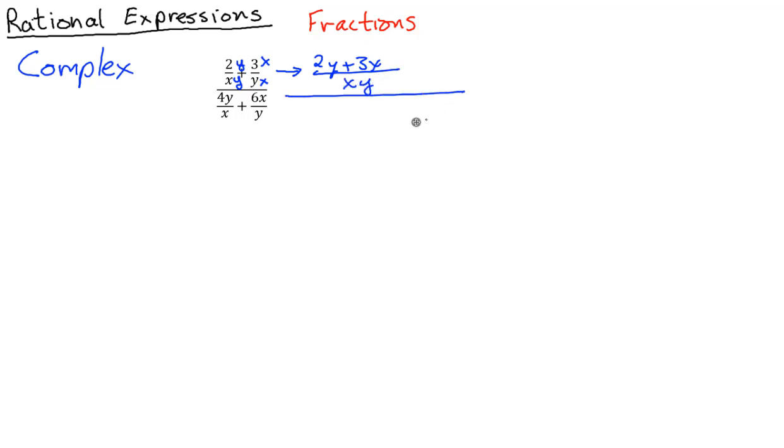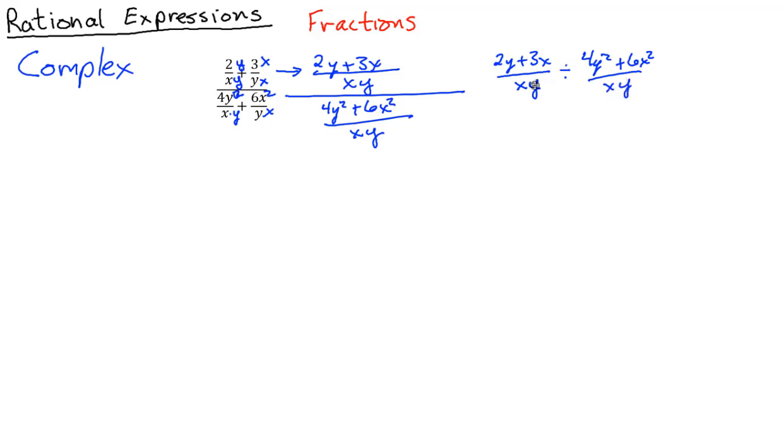All right, over on the bottom, times by y, times by x. That'll be a squared, so that'll times x and x. That'll be 4y squared plus 6x squared over xy. Wow, look at that. Now, if we write this out, 2y plus 3x over xy divided by 4y squared plus 6x squared over xy, can you see how this just magically morphed into a problem where you're like, wait a second, we know what to do with that.